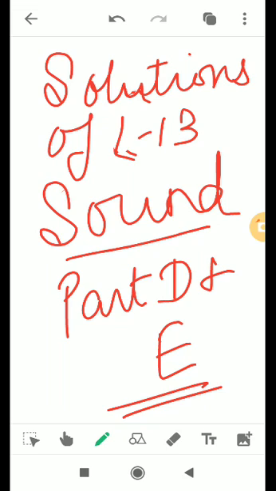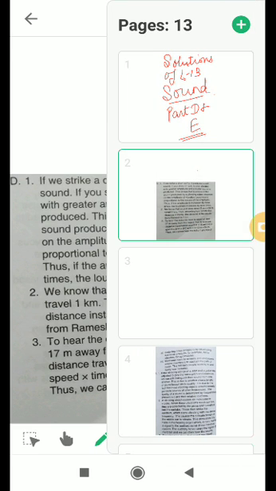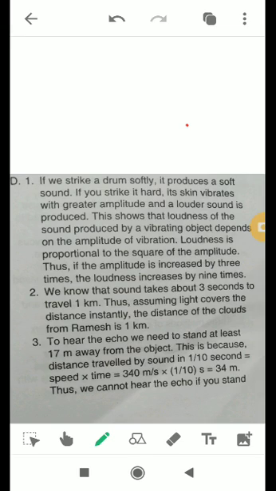Now in this section we're going to discuss the question answers of sound of part D and E. So let us start. The first question of D part is, in what way does loudness of sound depend on amplitude? If the amplitude is increased by 3 times, by how much does the loudness increase?